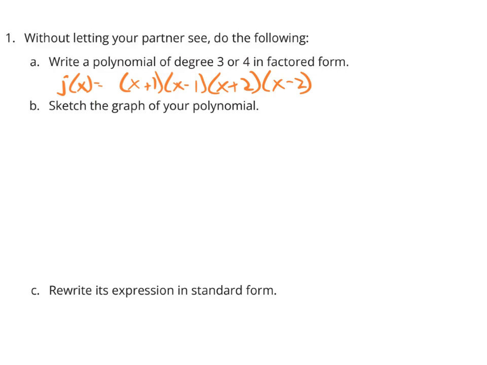Sketch a graph of the polynomial. My factors are at negative 1, positive 1, negative 2, and positive 2. I'm positive x to an even degree, so I'm going to start high and end high. I'm going to multiply my numbers together. 1 times negative 1 is negative 1. Negative 1 times 2 is negative 2. Negative 2 times negative 2 is positive 4.